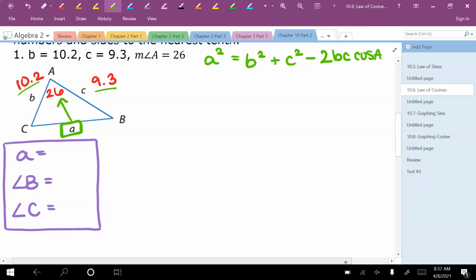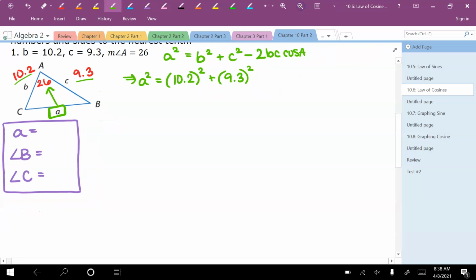I'm just going to plug in what I know for B and for C and for capital A. So I'm still going to have A squared. In for B, I'm going to put that 10.2, and we're squaring that. Then I'm going to put in C, so 9.3, again being squared. And then we have minus 2 times B, which is 10.2, times C, which is 9.3, and then cosine of A, so that would be cosine of 26.